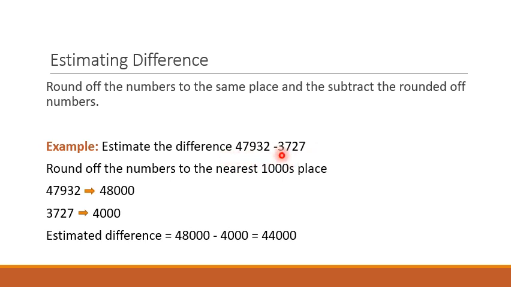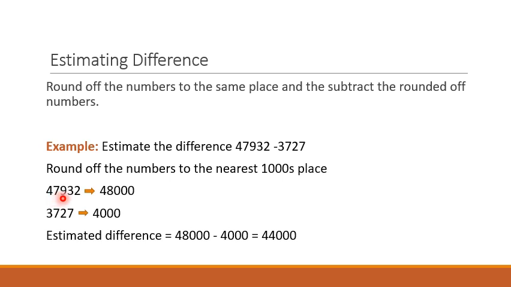So here the highest place value for the smaller number is 1000. So I round off both the numbers to the same place, that is thousands place. So round off both the numbers to thousands place. So the first number, 47,932. Here my rounding digit is 7 as I am rounding it off to thousands place. So 7 is here at the thousands place. So this becomes my rounding digit.